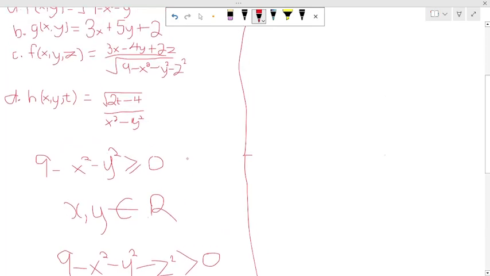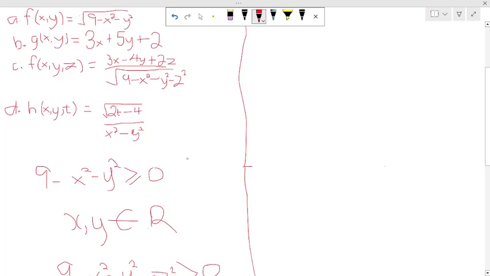Now with the fourth example, we also have a function h which has 3 dependent variables, x, y, and t. With this second function, we could also see that for it to be defined, 2 conditions must hold. The first condition is the radicand cannot be negative. That's 2t minus 4 cannot be negative, and also the denominator cannot be 0. That's x squared minus y squared cannot be equal to 0, right?